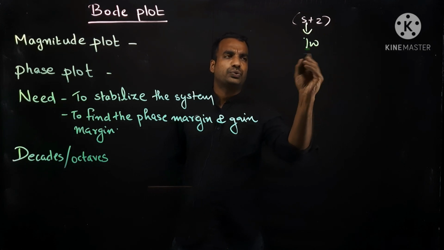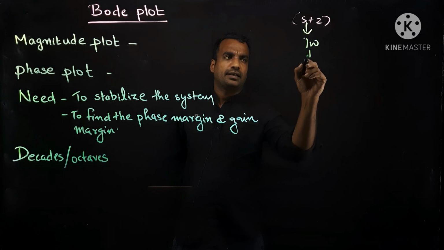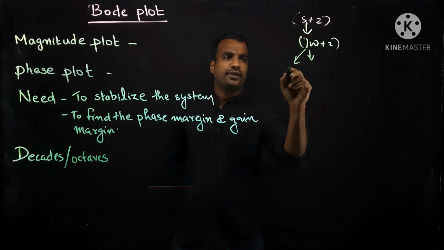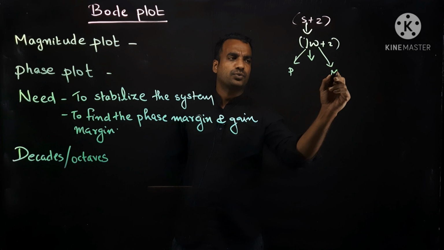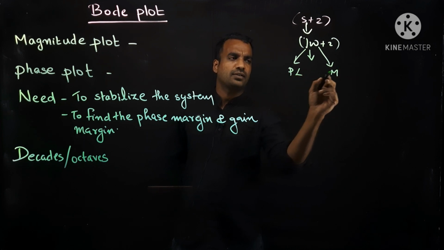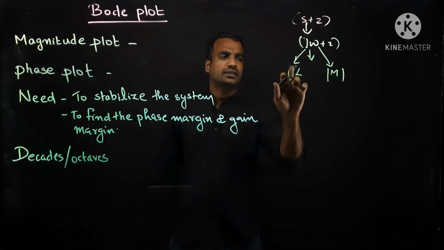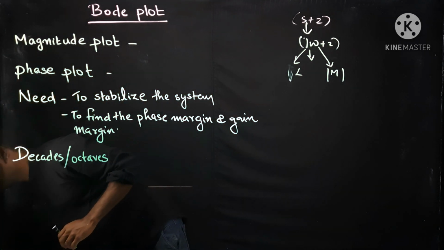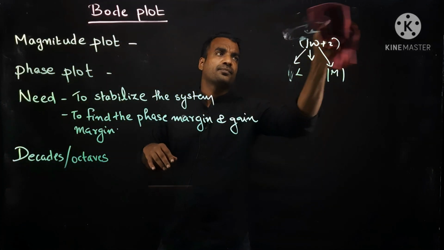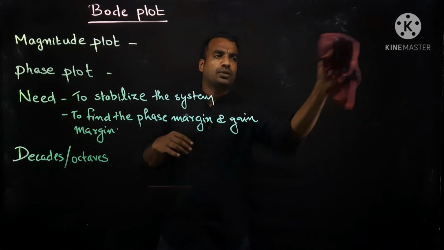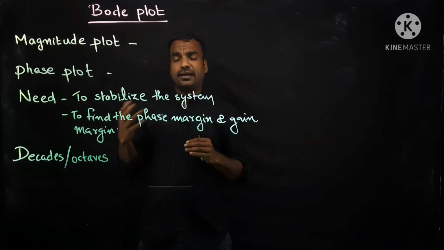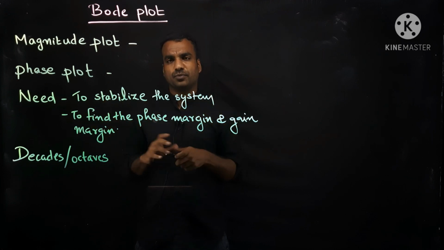So in this, there are two data in the form j omega plus 2. It has phase data and magnitude data, both phase or angle and magnitude. Both things are there inside this representation. So this is the base of Bode plot analysis. We are splitting a function into magnitude and its phase, and we are plotting both these things.